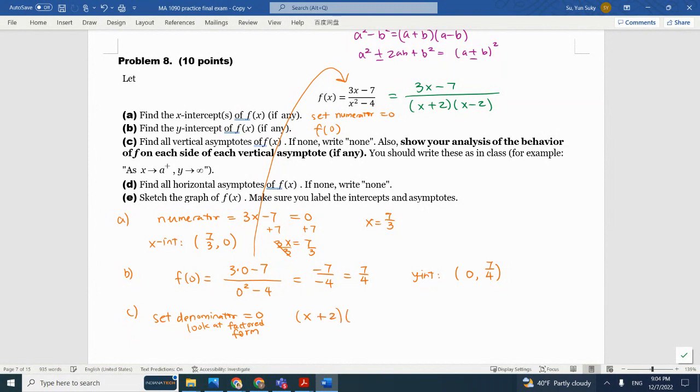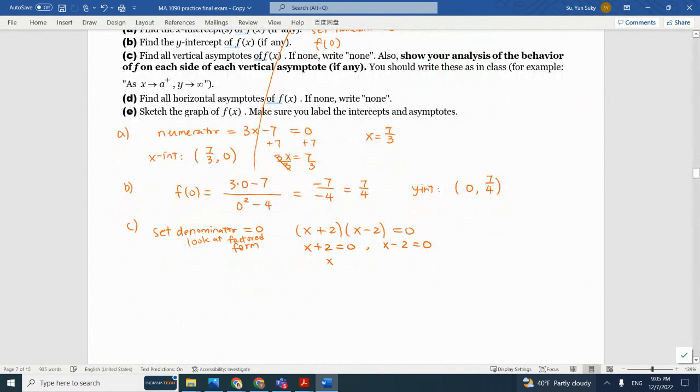So we have (x + 2)(x - 2) = 0. Well, set each factor equal to 0. So x is -2 or x equals 2. And then we want to check the limits.